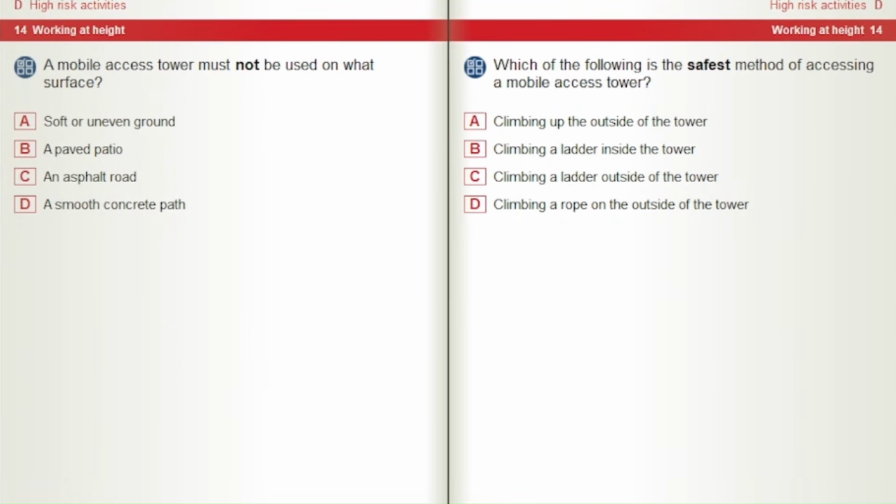A mobile access tower must not be used on what surface? Soft or uneven ground. A paved patio. An asphalt road. A smooth concrete path.